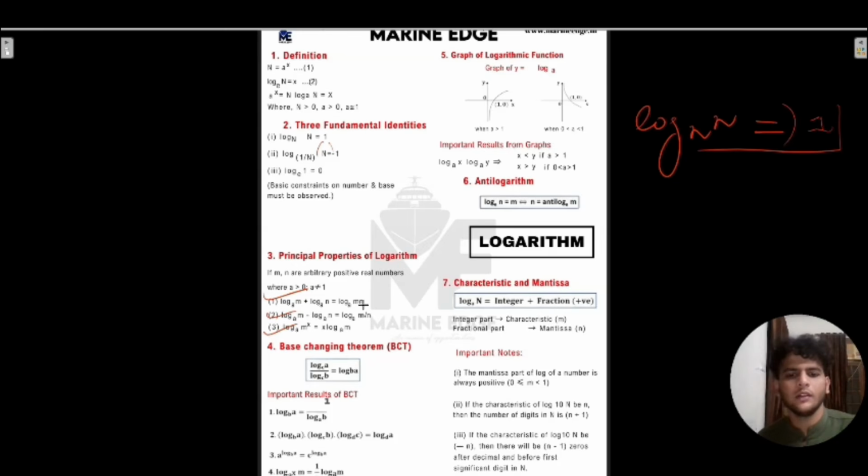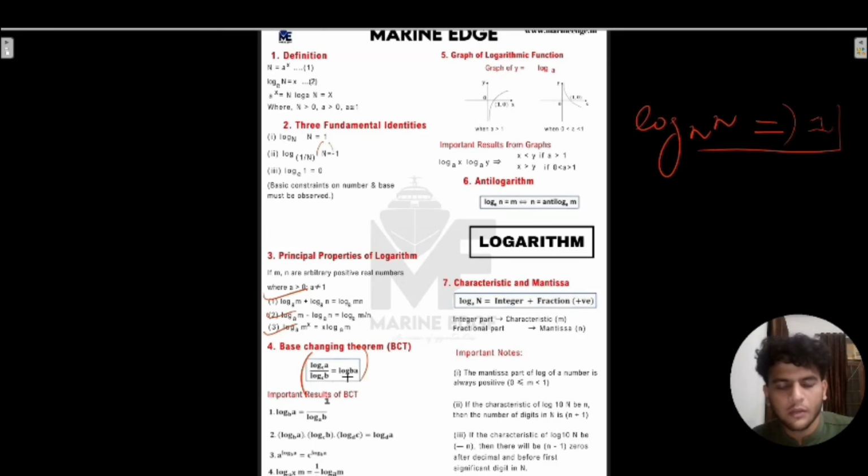That is the basic base changing theorem. Log base c of a minus log base c of b is equal to log base c of a by b. You have already studied that log a minus log b is equal to log a by b. Okay. So this is how you study the base changing theorem.